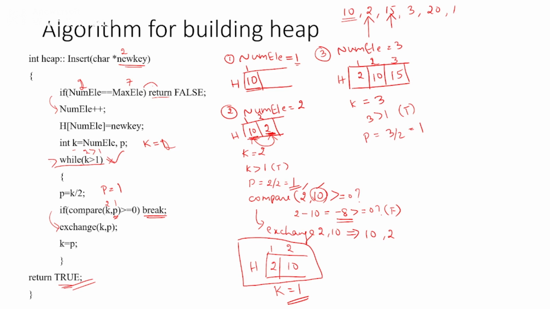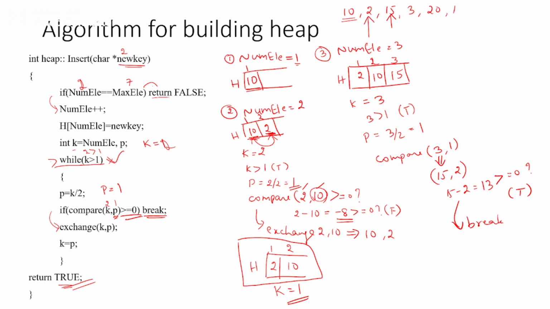Now compare k and p. k is nothing but 3 and p is nothing but 1. So in the third position you have 15 and in the first position you have 2. So compare 15 and 2. So 15 minus 2, that is nothing but 13. So whether it is greater than or equal to 0, it is true. Now it is true, you break.